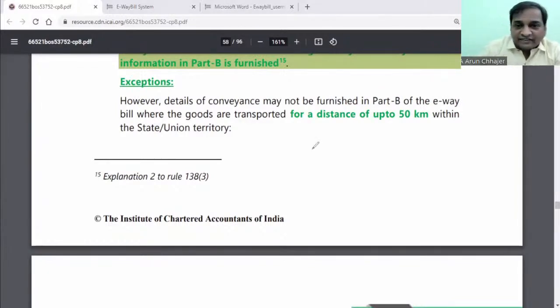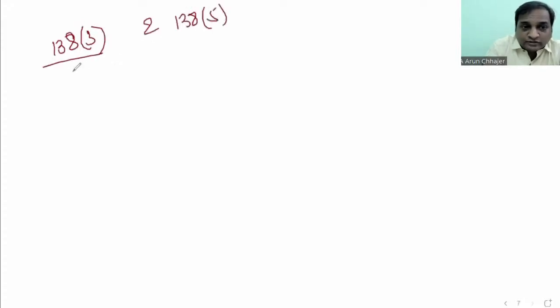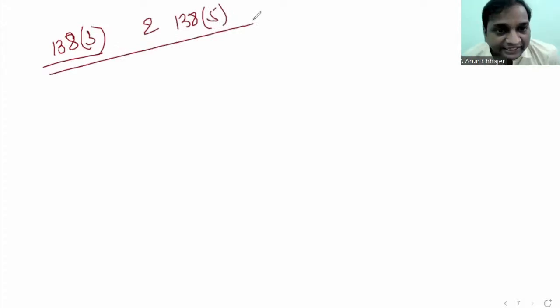Only one point I have left, which I need to explain. What is the point which I have left? Rule 138 sub-rule 3 proviso and Rule 138 sub-rule 5 proviso. That part I have left, I will complete right now.